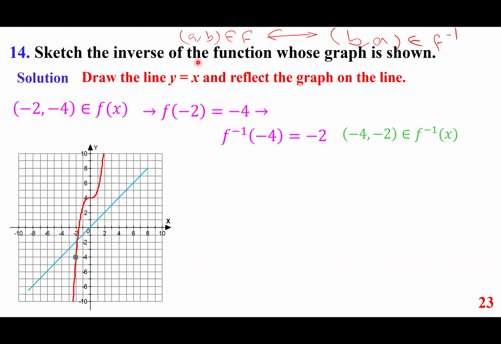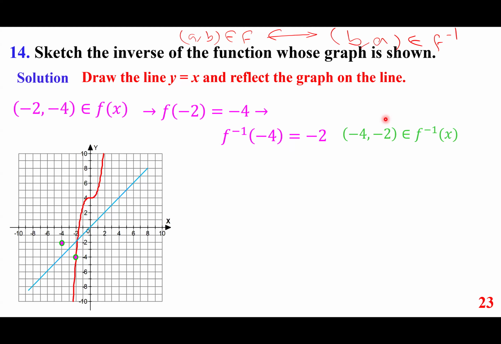So if you want, you can go from here to here. I want to explain the meaning of it. This means f of -2 is -4, and by the idea behind inverse function, if this is the case, then f inverse of -4 must be -2. But again, you can go right from here to here.